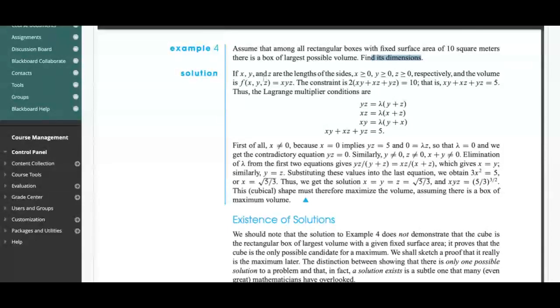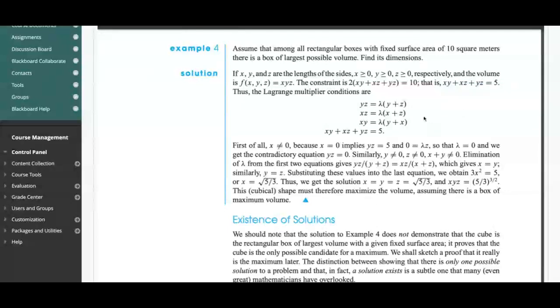All right, so we call the 3 dimensions x, y, z, right? And of course, they're non-negative. And the volume we can set up as a function f, right? Just multiply 3 dimensions, x, y, z. And the constraint is the surface area because it is given 10 square meters. So we know this is a constraint. So 2xy plus 2xz plus 2yz equals 10. Simplified to be xy plus xz plus yz equals 5. So we form g function. G function is xy plus xz plus yz.